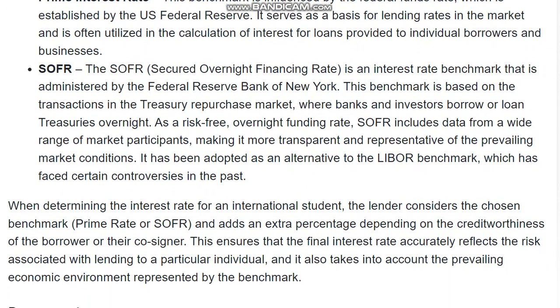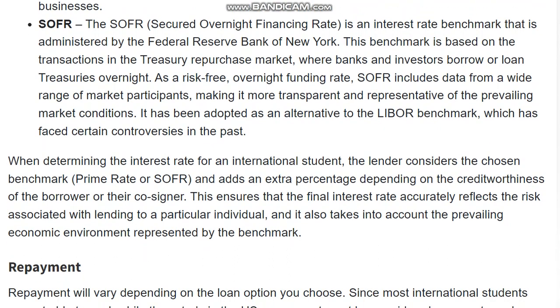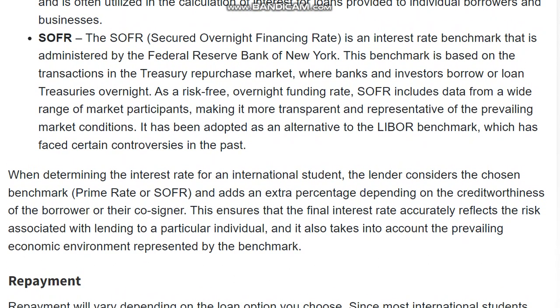SOFR. The SOFR is an interest rate benchmark that is administered by the Federal Reserve Bank of New York. This benchmark is based on transactions in the Treasury market where banks and university borrowers take loans, serving as a risk-free overnight funding rate. SOFR includes data for a wide range of market participants, making it more transparent and representative of the prevailing market. It has been adopted as an alternative to the LIBOR benchmark, which has faced certain controversies in the past.